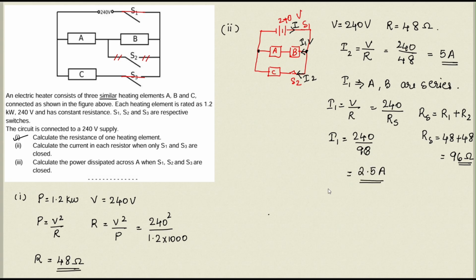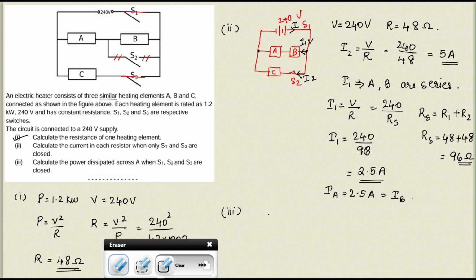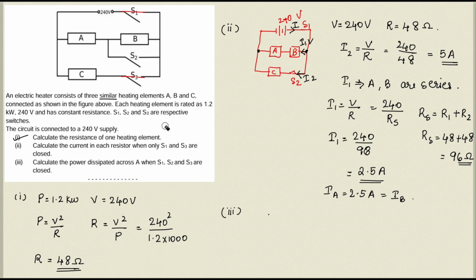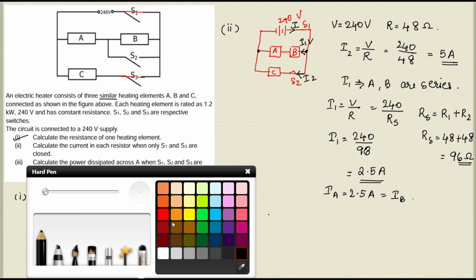That means IA is equal to 2.5 amperes and IB is also equal to 2.5 amperes, because they are in series connection. Now comes the third part of the question. In the third part, we have to calculate the power dissipated across A when S1, S2 and S3 are closed. All the switches are closed, S1, S2 and S3. So our figure becomes like this. Let's just redraw it.